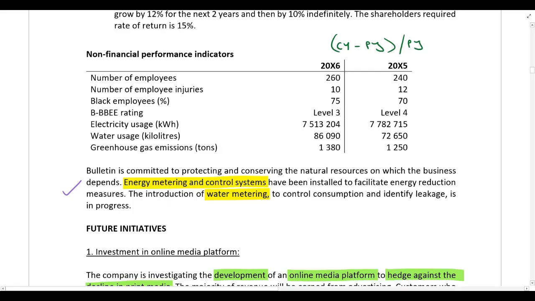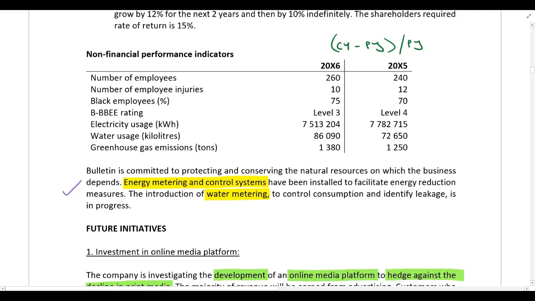Then for the percentage of black employees, you don't need to perform a calculation because we can see in 20x5, 70% of employees were black, and in 20x6, 75%. So you can easily see that there's been a 5% improvement in that ratio. The same logic applies to the BEE rating. It's improved from a level 4 to a level 3 from the prior year to the current year. There's no calculation over there necessary.